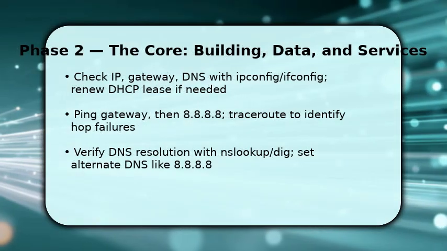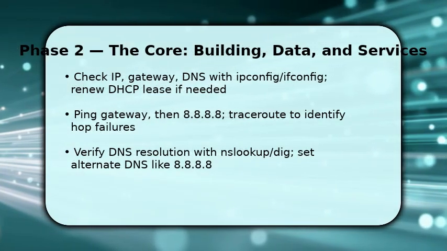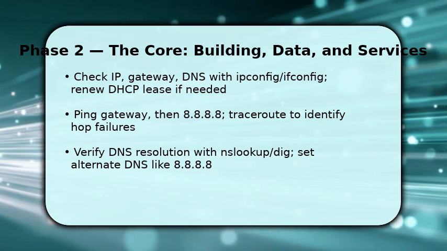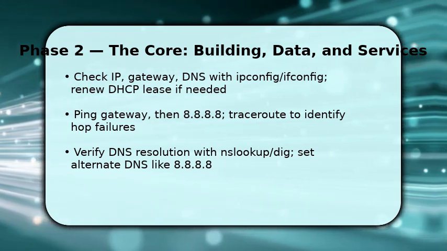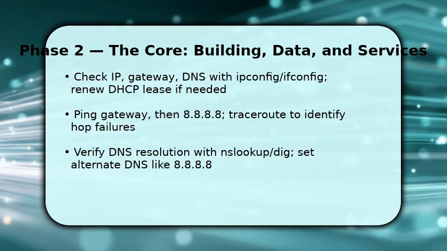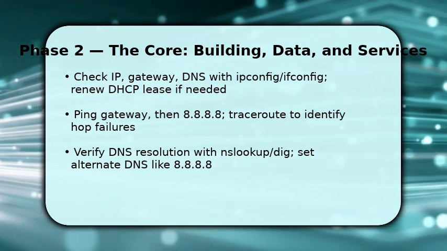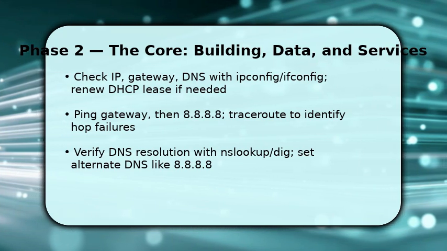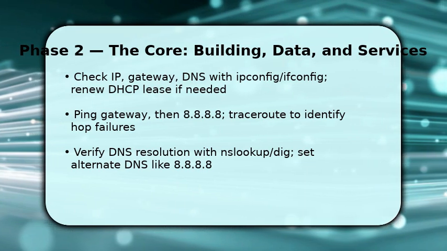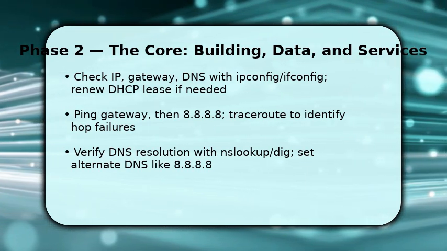You now test layer by layer to locate the fault. First, run ipconfig or ifconfig to confirm IP, gateway, and DNS. Renew the DHCP lease if your IP looks wrong. Then ping the gateway. If that fails, the router or local link is the issue. If gateway responds, ping 8.8.8.8. A failure beyond the gateway indicates upstream ISP problems.